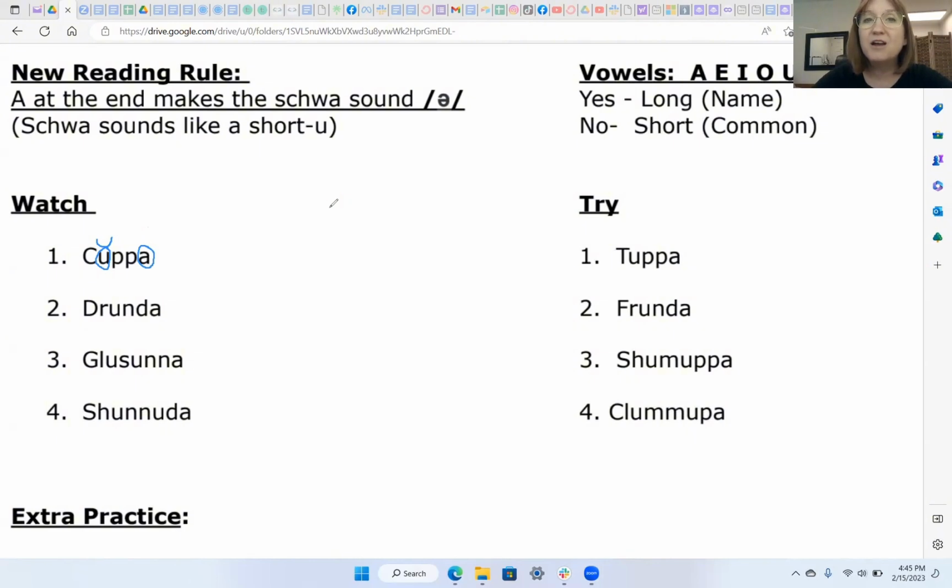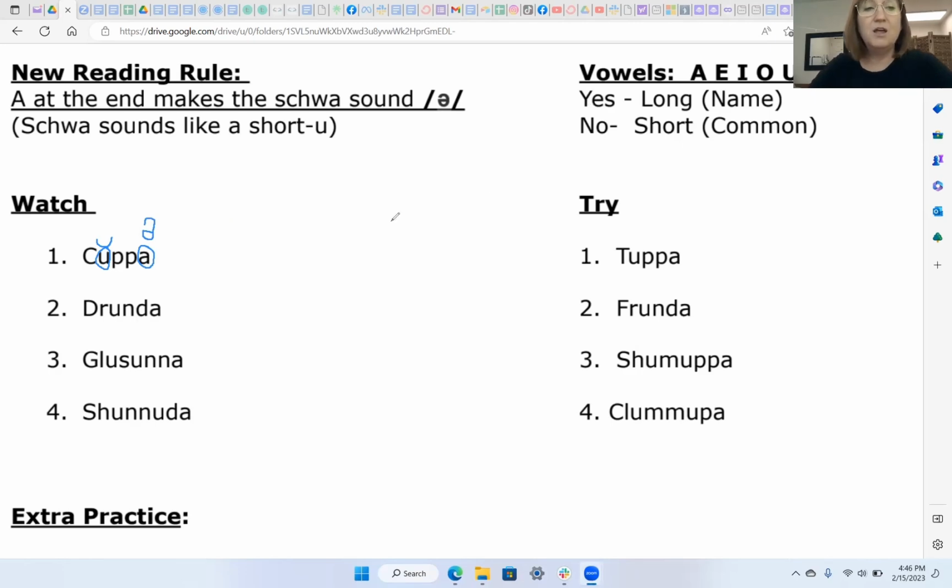So I could mark this A in two ways. I could put a short U sound, but I'm going to put the upside down E symbol. This is the symbol for the schwa sound. And that's technically what this A is doing. It's changing to the schwa sound. So I'm going to mark that with an upside down E. It's kind of hard to make when you're not used to it. It's back, down, up, and around. Back, down, up, and around, if you want to practice making the schwas.